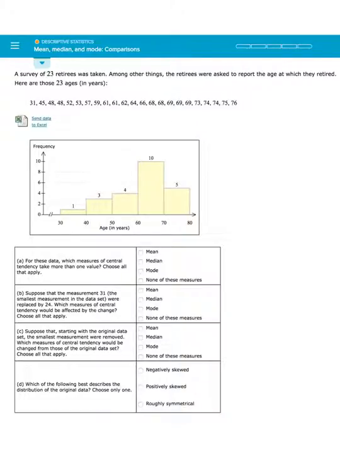We have a histogram provided that summarizes the data in a visual format for us, and we need to answer a few questions. For these data, which measures of central tendency take more than one value? Choose all that apply.